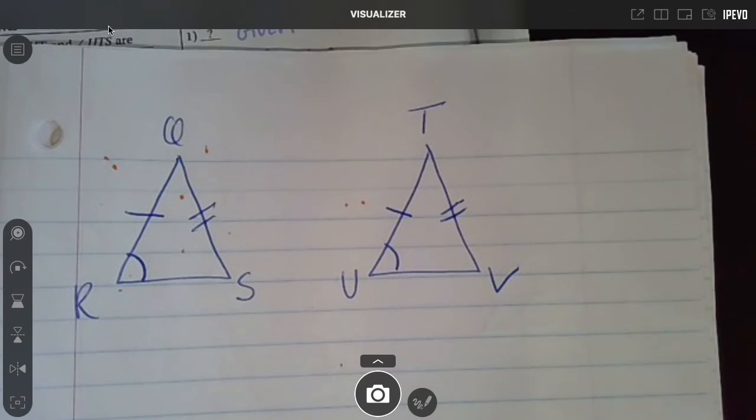Yes. No. Why? How? Does it say angle, side, angle? Does it say side, angle, side? No. Does it say angle, angle, side? No. Does it say hypotenuse, leg? No. I don't know if I'm missing one. I can't remember. So what does it give me? ASS. That's no good.